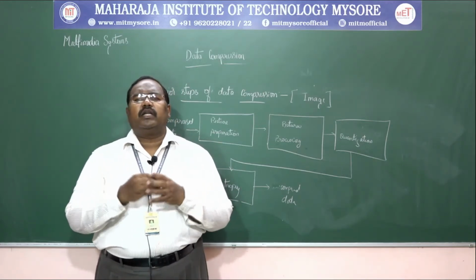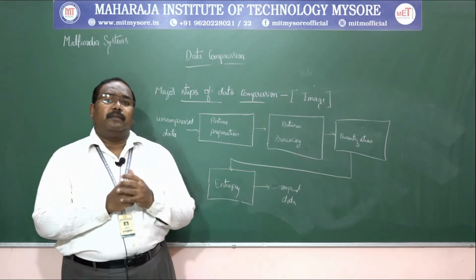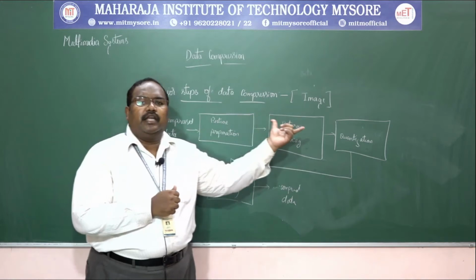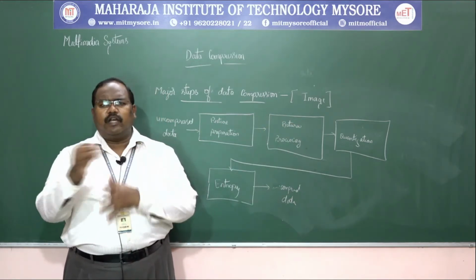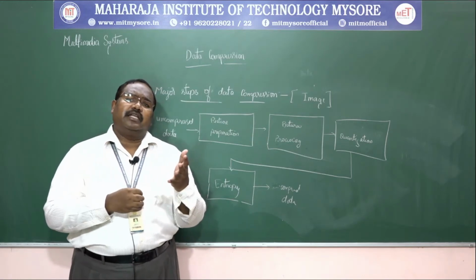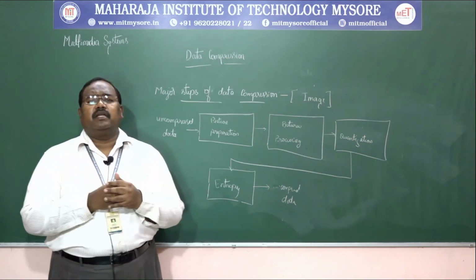So specific coders and decoders can be implemented very differently. At the beginning of the class, I had written a diagram here, that is encoder and decoder. They can be developed by various vendors in different forms. That's why we have different compression techniques and different formats with respect to compression and decompression.